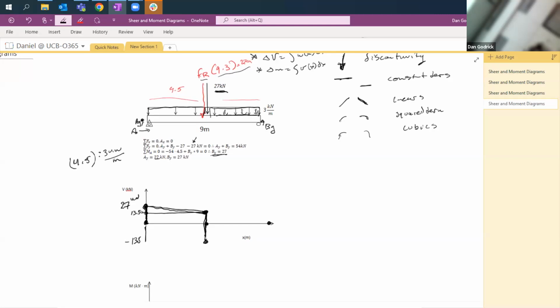And we go down, we said if we have a constant term, a constant 3, we go down linearly. Okay. And how far do we go down? Well, what is the area under that curve? Well, it's 3 times 4.5, so that's down another minus 13.5. So now we're at minus 27.